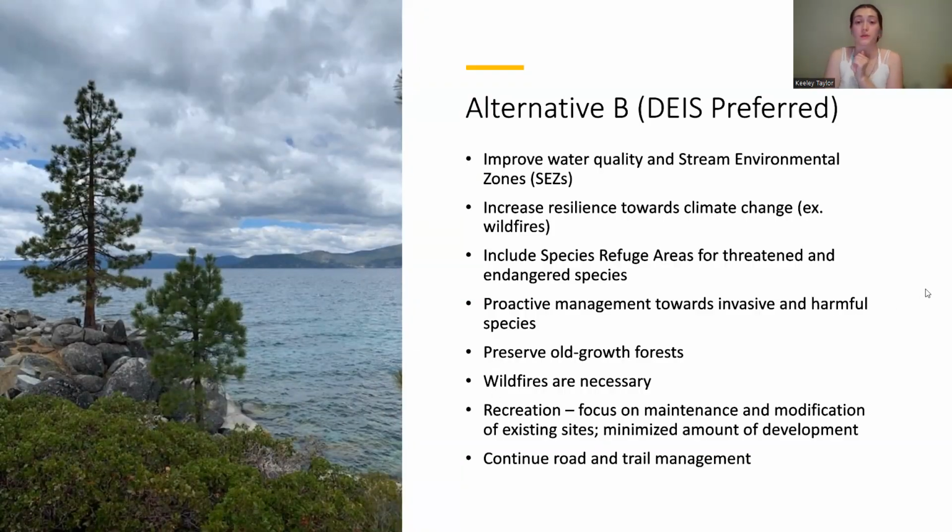For alternative B, which is the draft EIS preferred alternative, this improves water quality and stream environment zones, or SEZs, which matters because this region relies on Lake Tahoe. It also increases resiliency towards climate change, primarily in the timber resources, including a SRA for threatened and endangered species within the region, having a proactive management towards invasive and harmful species, preserving old growth forests through thinning and other methods, allowing wildfires to happen and considering the aftermath, whether sell dying or dead trees, focusing primarily on the maintenance and modification of current recreation sites and minimizing the amount of future development.